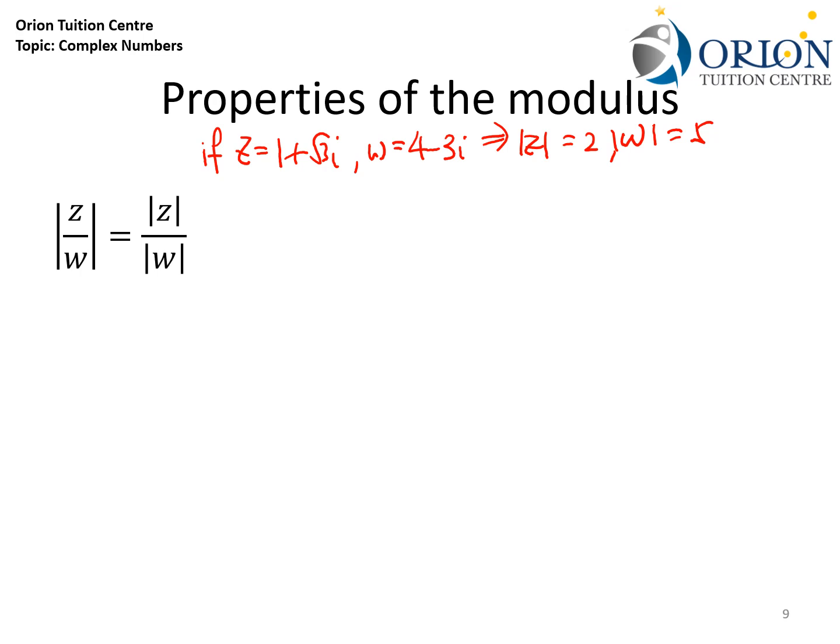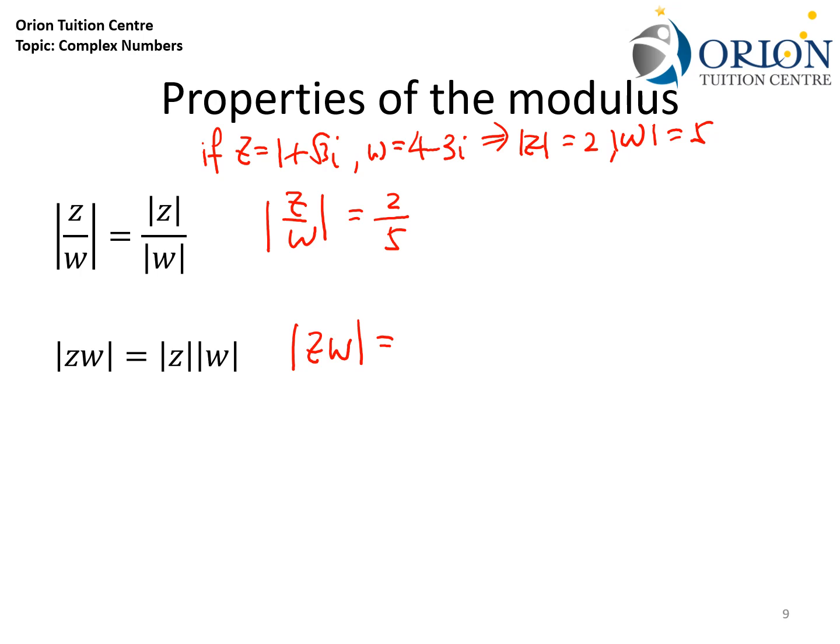And to calculate mod of z over w, it will be simply 2 divided by 5. So we don't have to manually rationalize z over w to simplify it first before we apply the modulus formula. We can just take the modulus of z divided by the modulus of w. Next, the modulus of z times w is the same as the modulus of z times the modulus of w, which is very similar to the above identity. So for mod of zw, we can evaluate it as mod z times mod w, which is 2 times 5, which gives us 10.